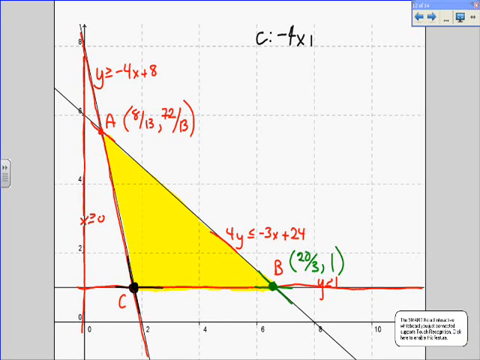So negative 4x plus 8, oops, y is equal to, let's try that again. Got a little bit distracted by all the announcements going on here.